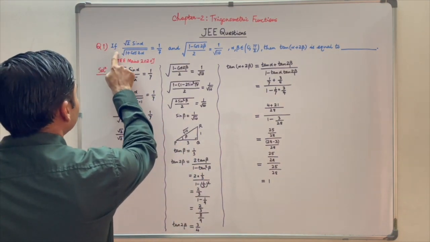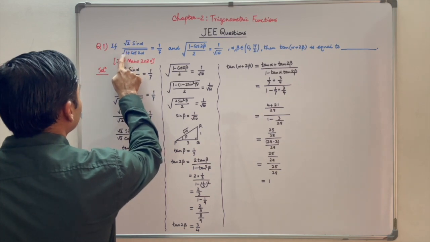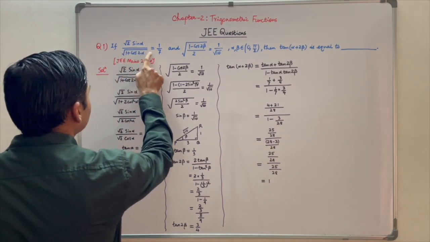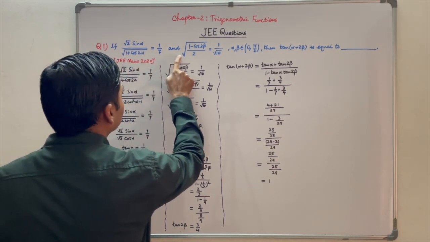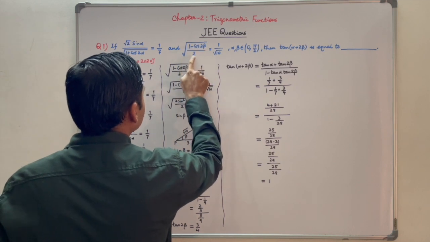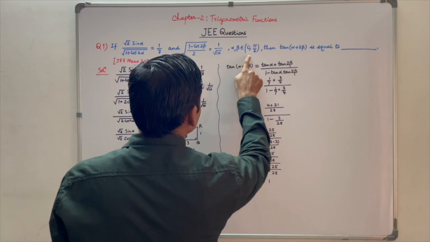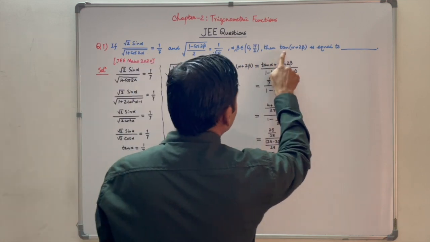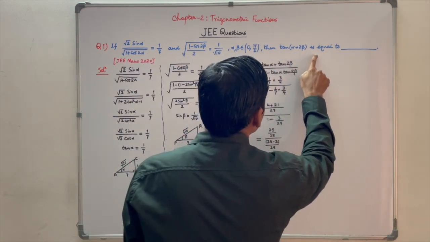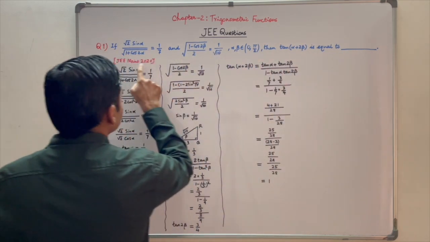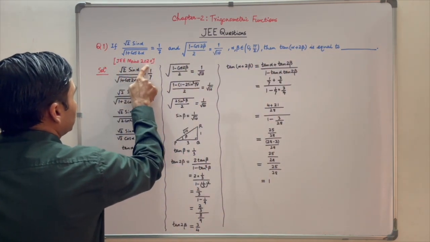First question: if root 2 sin alpha upon root of (1 plus cos 2 alpha) is equal to 1 by 7 and root of ((1 minus cos 2 beta) upon 2) is equal to 1 by root 10, and alpha, beta lie between 0 to pi by 2, then tan(alpha plus 2 beta) is equal to. This question appeared in JEE Mains 2020.